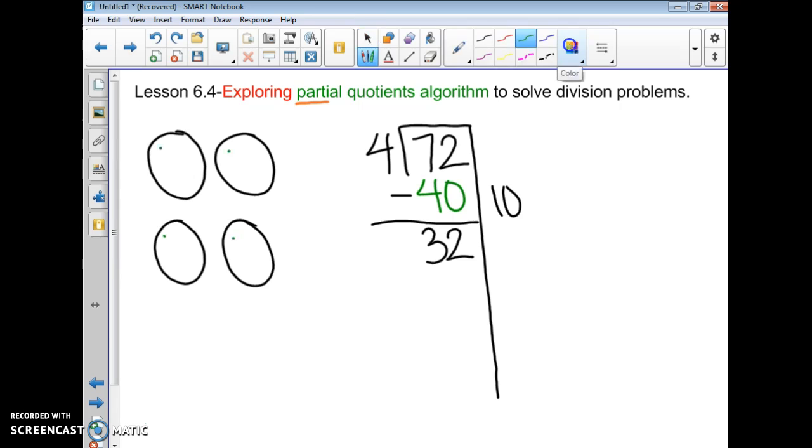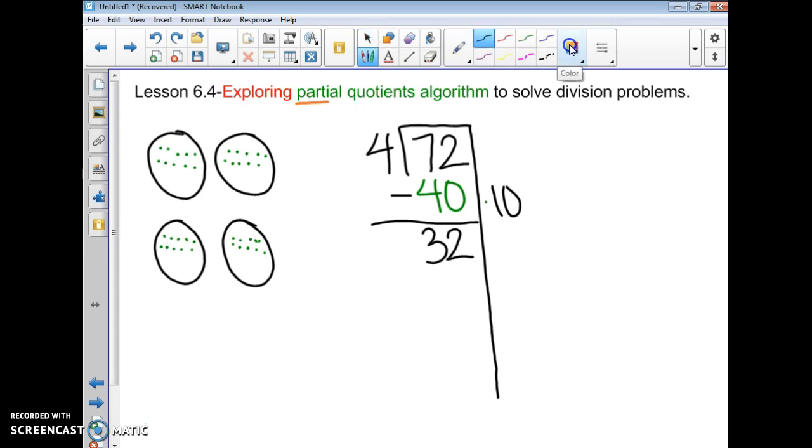1, 2, 3, 4, 5, 6, 7, 8, 9, 10, 11, 12, 13, 14, 15, 16, 17, 18, 19, 20, 21, 22, 23, 24, 25, 26, 27, 28, 29, 30, 31, 32, 33, 34, 35, 36, 37, 38, 39, 40. Nice equal parts in my 4 groups. There's 10 green dots, and that's what I came to with my partial quotient in this case.